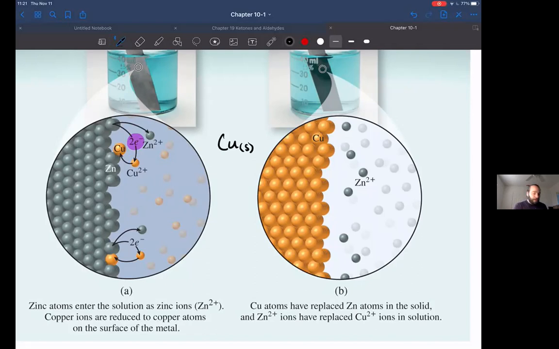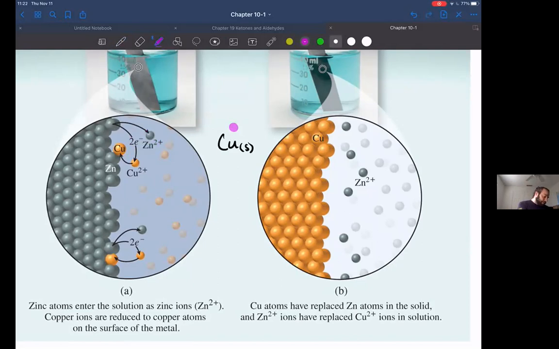So it's stealing those 2 electrons from the zinc metal and going from being an ion to being just a metal. And in the process, because it's taking 2 electrons away from neutral zinc, zinc goes from being zinc metal to now the zinc 2+ ion. So there's an exchange of electrons that happens between zinc metal and a copper ion that creates copper metal and a zinc ion.